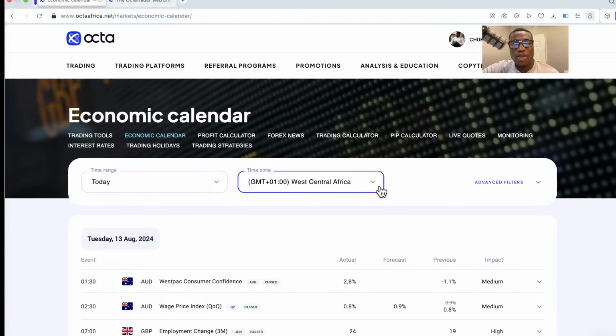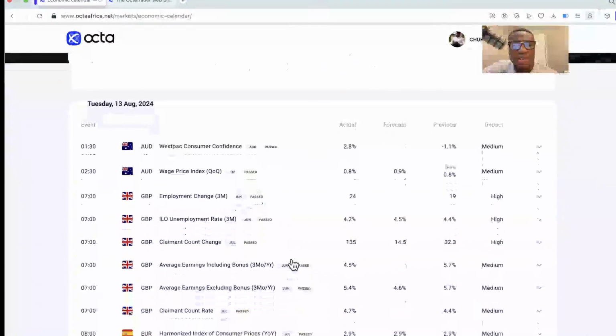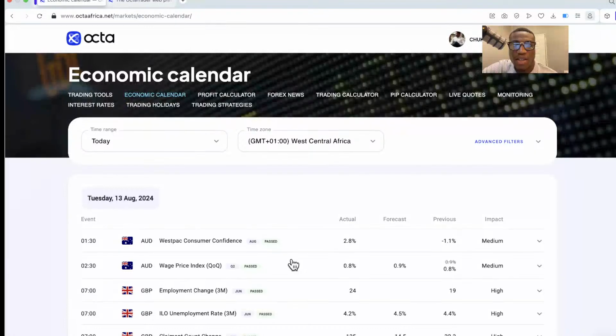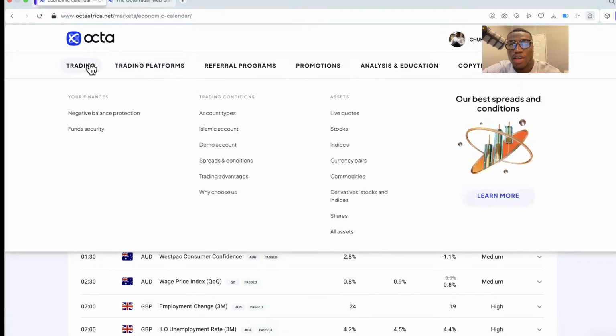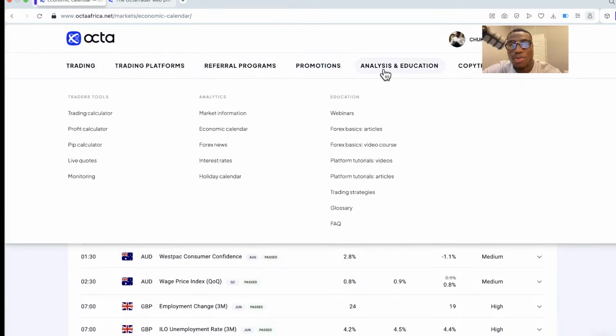All right, so we're going to get to the economic calendar. Just going to briefly introduce you guys to the Octa economic calendar. You can find this if you go to octaafrica.net, and then come down to analysis and education, economic calendar. There are other tools that you can use here. If you go to trader tools, you see trading calculator, profit calculator, pip calculator, live quotes monitoring, all this.